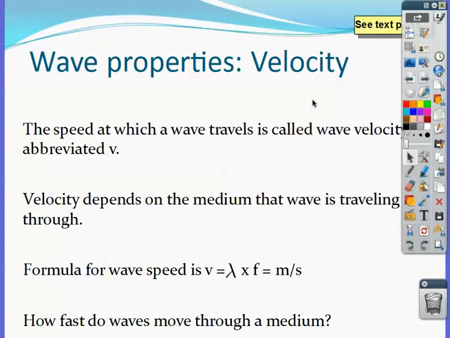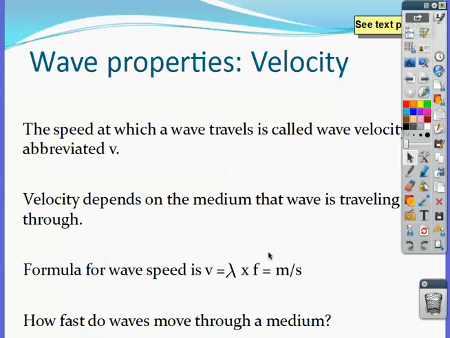Our next property to talk about is the property speed. This is wave speed or wave velocity, and it tells us how quickly a wave travels through some medium. And it is dependent upon the medium. Some waves will travel quickly through one medium but slowly through another medium, or vice versa.